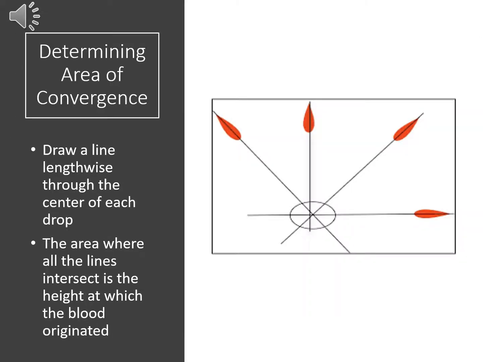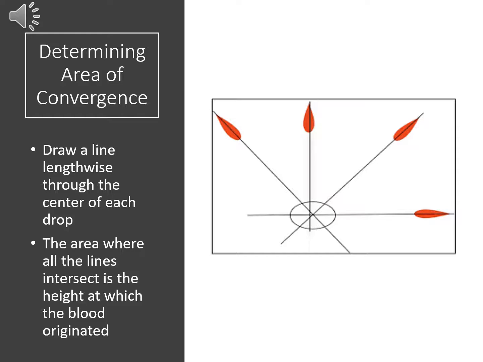And following up on what we just discussed, how we determine that area of convergence. So you would draw a line lengthwise through the center of each of those drops, and then the area where all the lines intersect is the height at which the blood originated. So you can have an idea of how high the victim or suspect, whichever blood stain we're considering, how high up they were when the blood spatter originated.